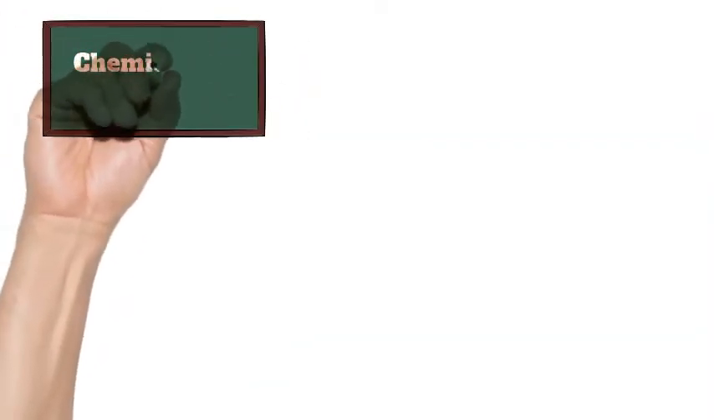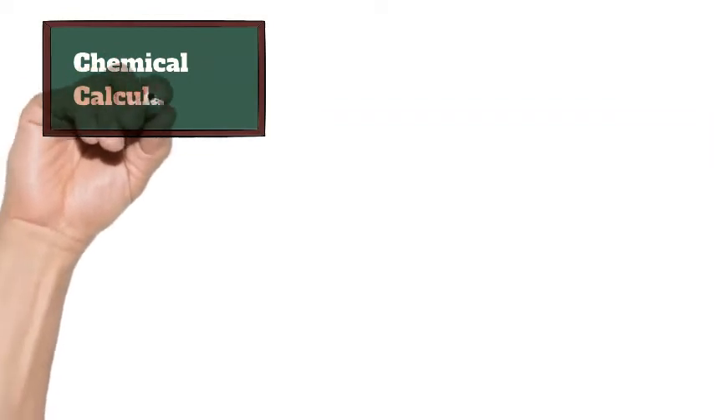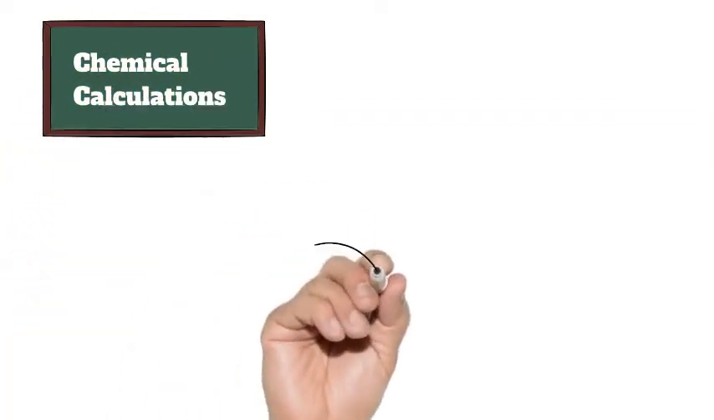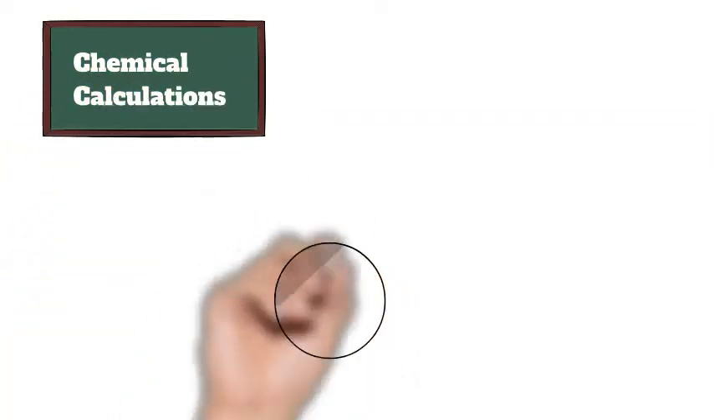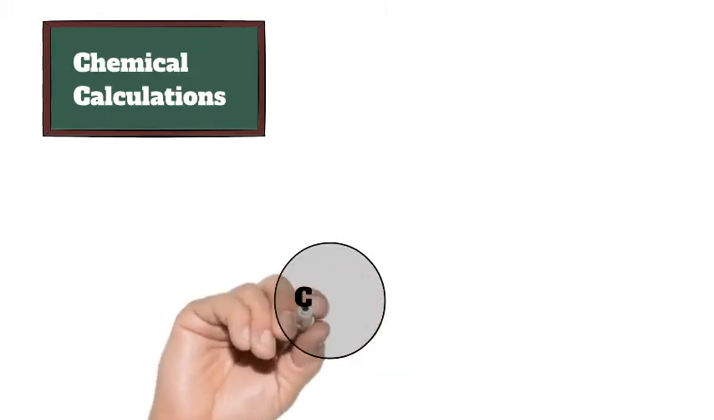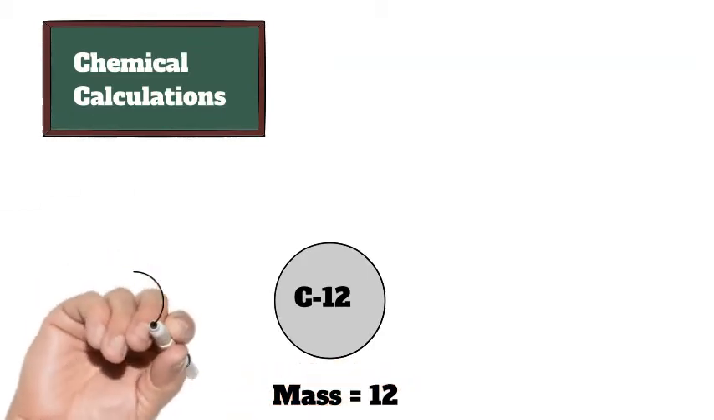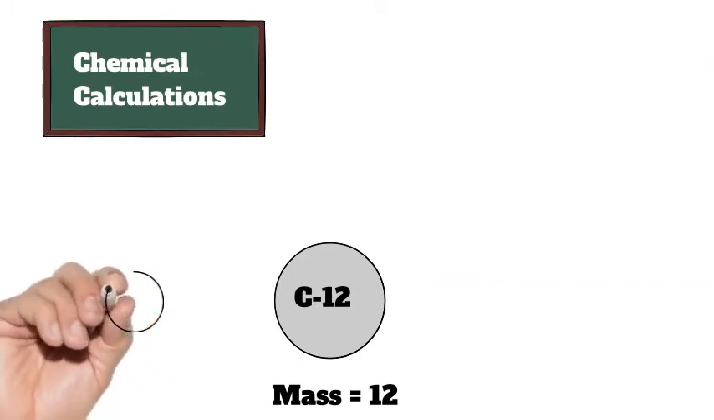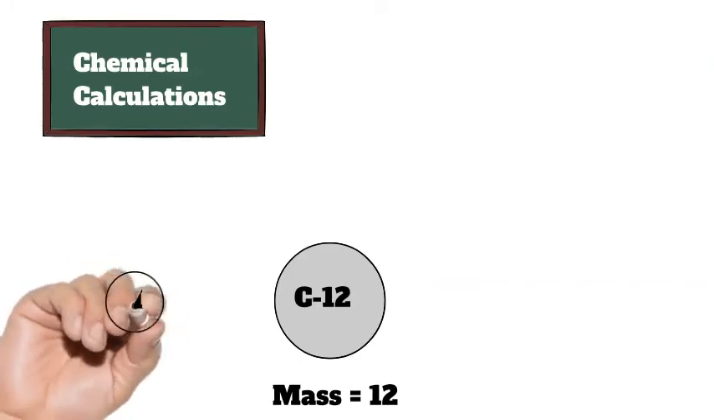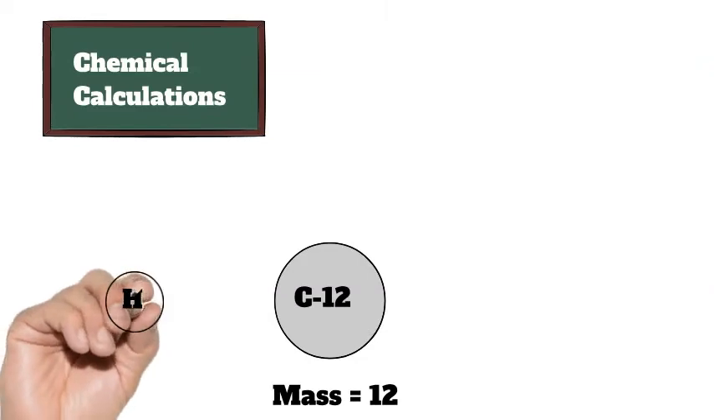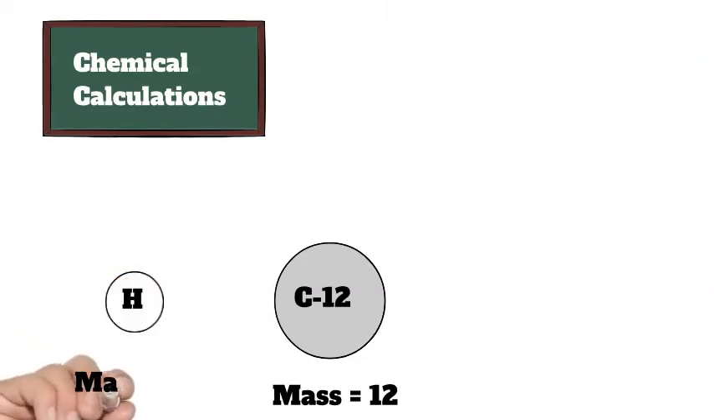So, why do we need to think about moles when we come to consider chemical calculations? Well, atoms are really small. So what we do is we take a carbon atom, and in particular, we take the carbon 12 isotope. That one's got 6 protons and 6 neutrons in its nucleus, and we give that a mass of 12. And we compare all other atoms against that. So, if that atom has a mass of 12, a hydrogen atom has a mass of 1, and a chlorine atom has a mass of 35.5.